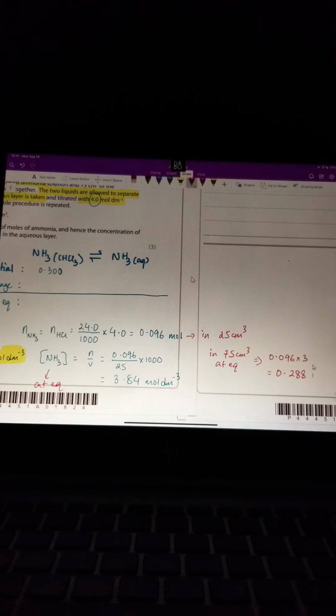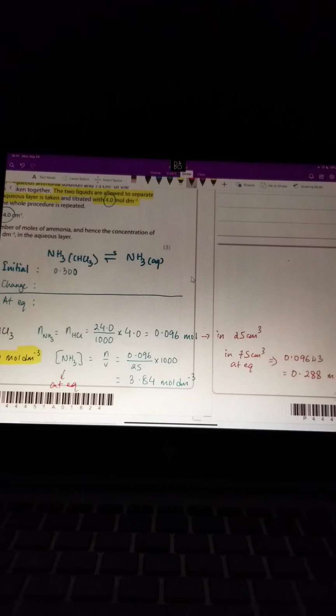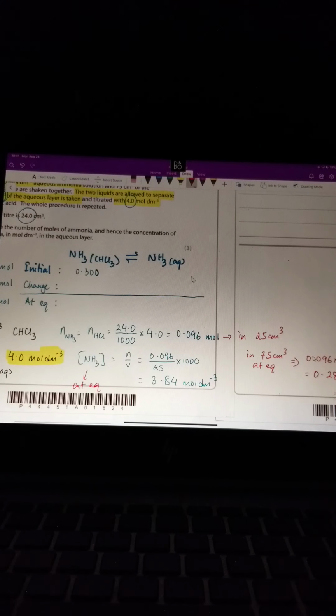Okay, that's my moles. So now that's my change. That's my equilibrium amount, 0.288. How much was used up? 0.012? No. Right? 0.3 minus 0.288? 0.012. Did you understand how I did that? The amount left, amount starting.